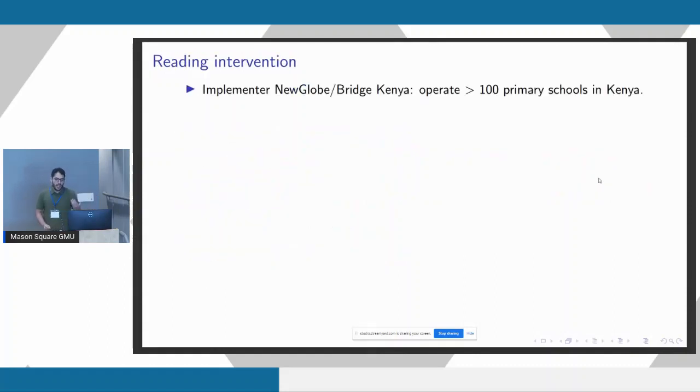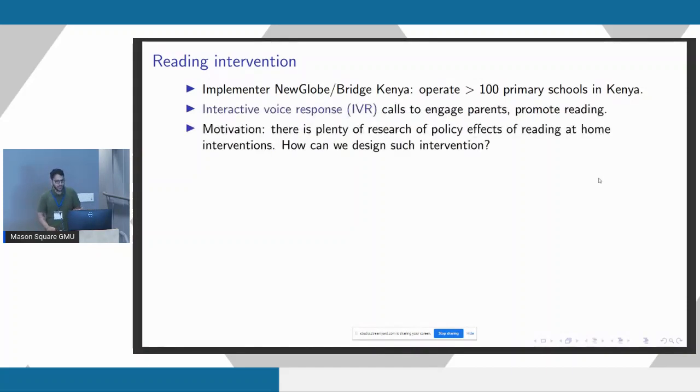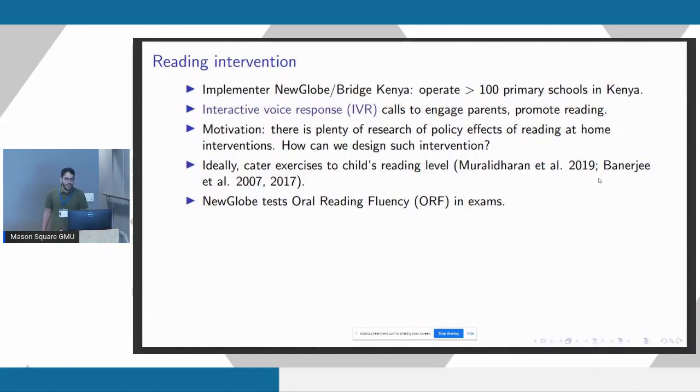Now into the actual IVR experiment. Our implementer, New Globe Bridge Kenya, operates more than 100 primary schools in Kenya. They would like to test IVR calls to engage parents, and overall, they would like to promote reading at home. There's plenty of research on policy effects of reading at home interventions, so we would like to design a similar intervention. Ideally, we would like to cater exercises to child's reading levels.